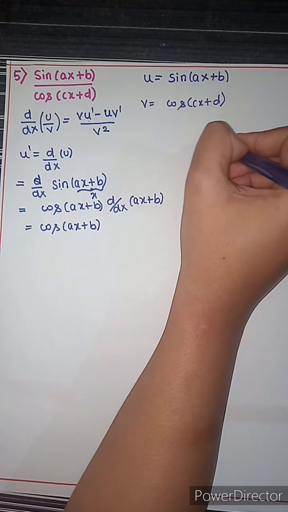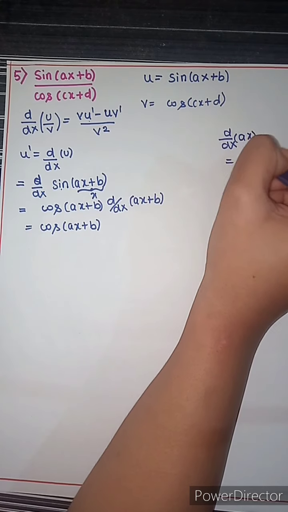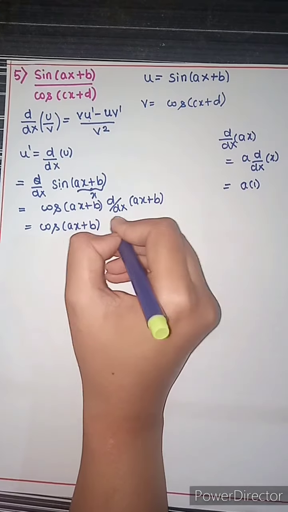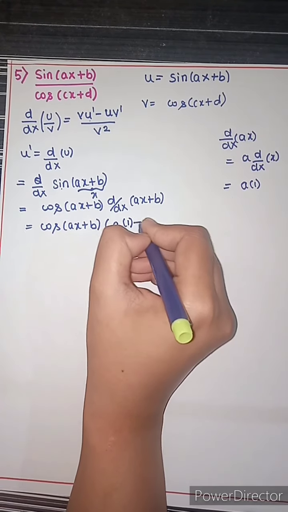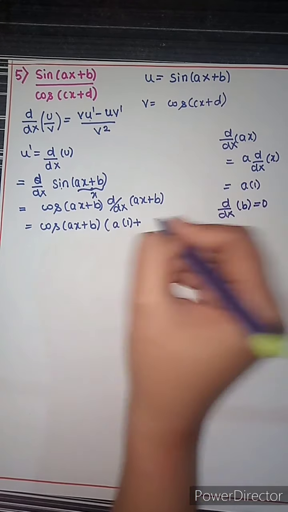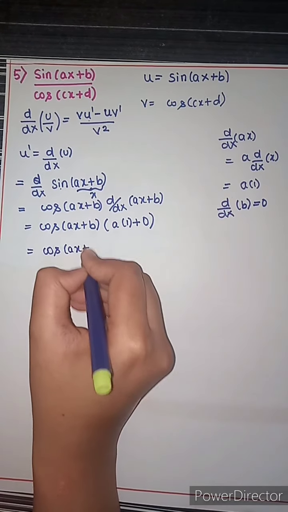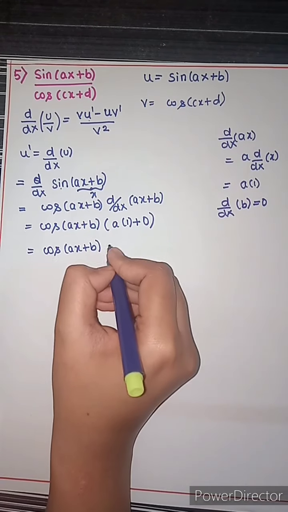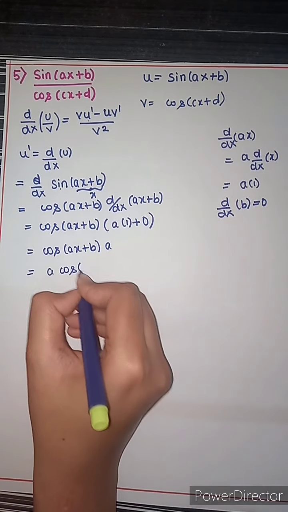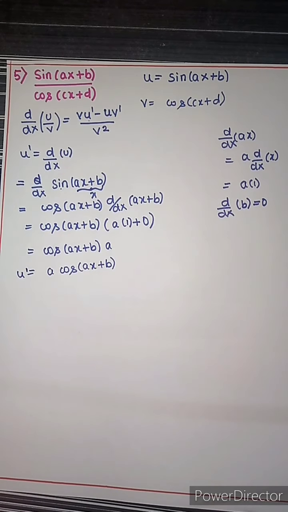Here d by dx of ax, a is constant, d by dx of x is 1, a into 1, plus derivative of b is 0, constant. So cos of ax plus b as it is into a into 1 is a, plus 0, a. So multiply this, a into cos of ax plus b. Now we got u dash.